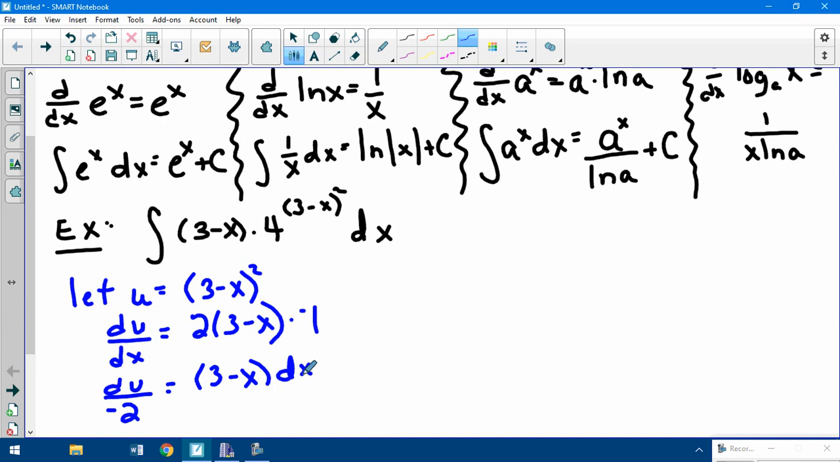Okay, good. So now what's the substitution going to look like? Well, we're going to have a -1/2 out front times the integral. This will be 4 to the u, and the leftovers, we already pulled the -2 out front, so we just have the du left. So it's just going to be 4 to the u du.